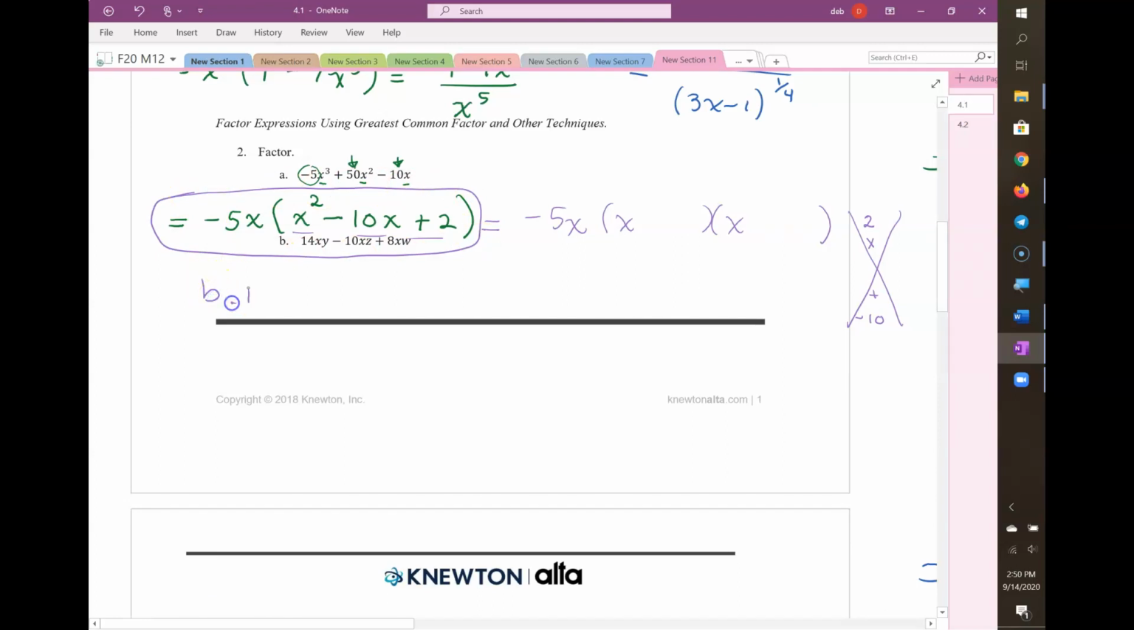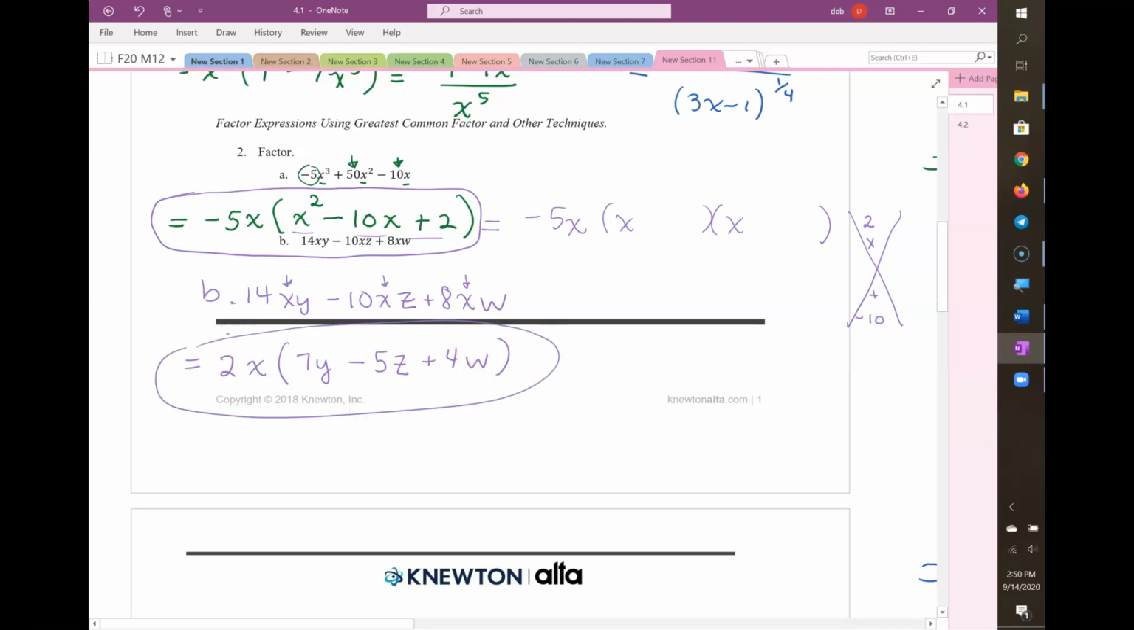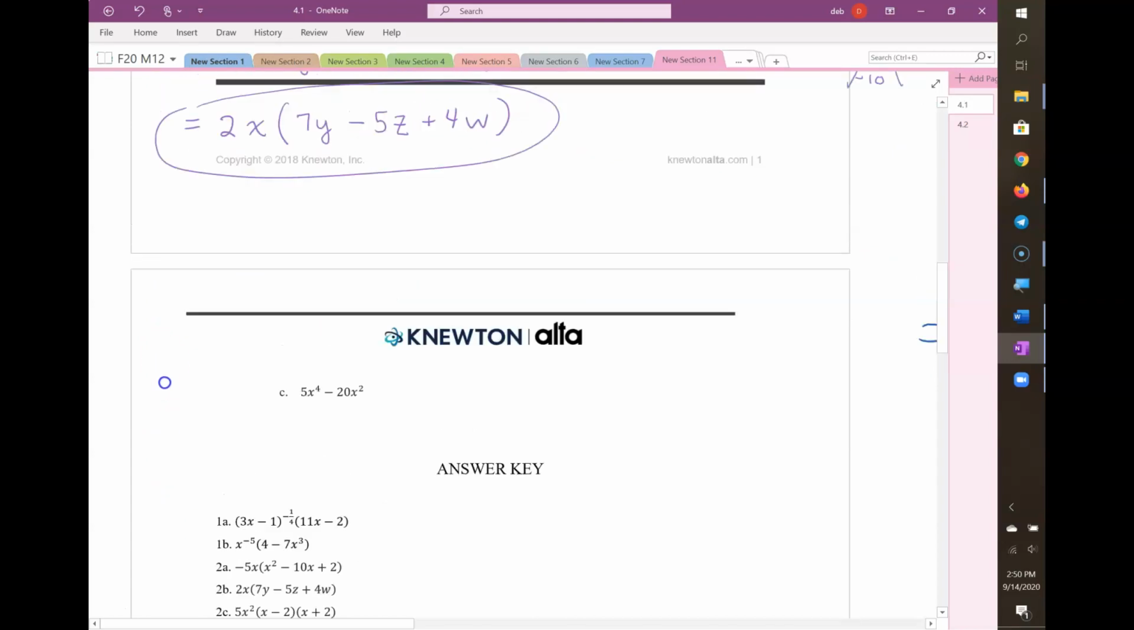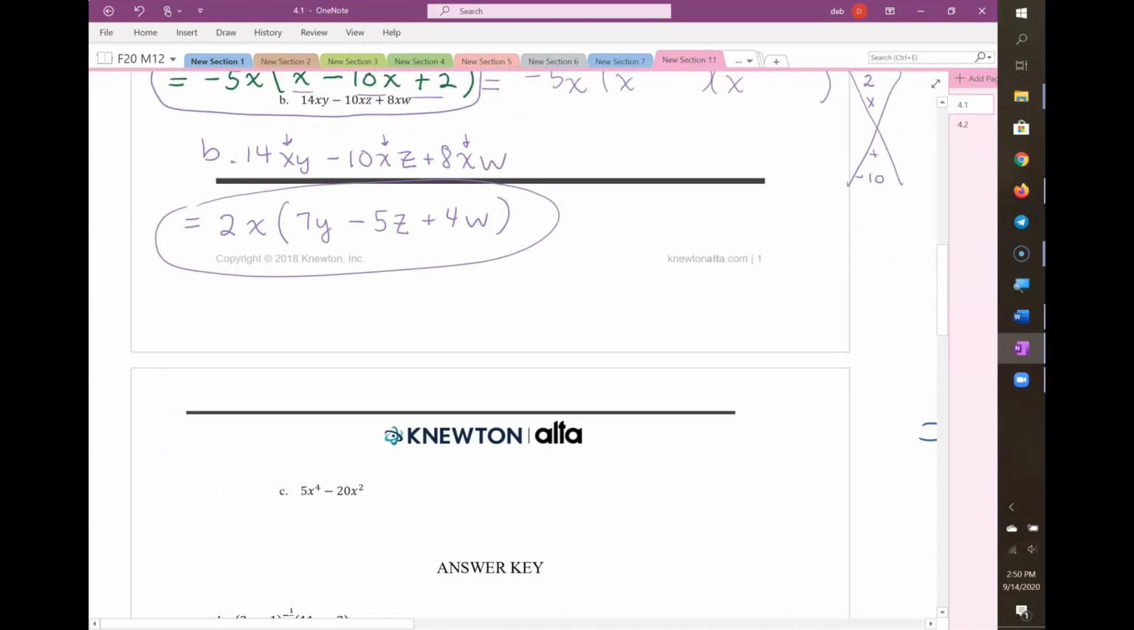Okay, then let's look at B. I'm going to write it larger so I can see it better. And we look at all the terms and say they each have an x. And then 2 divides evenly into each of those coefficients. So 2x is my greatest common factor. Then I'll have 7y minus 5z plus 4w. So there's my answer. Okay, and then these are worksheets again. So remember that you can find the answers. The worksheets are in Canvas.